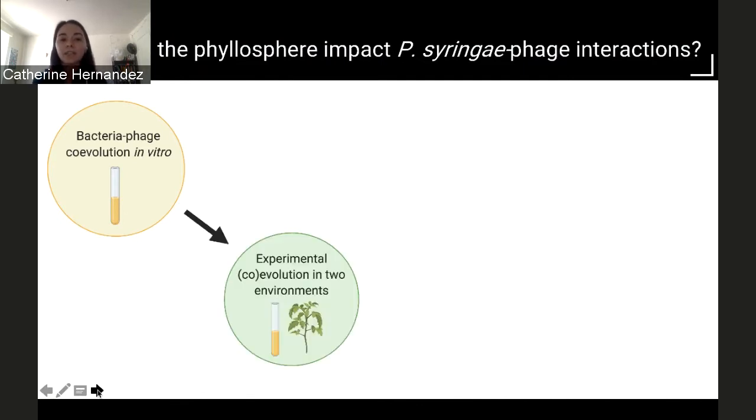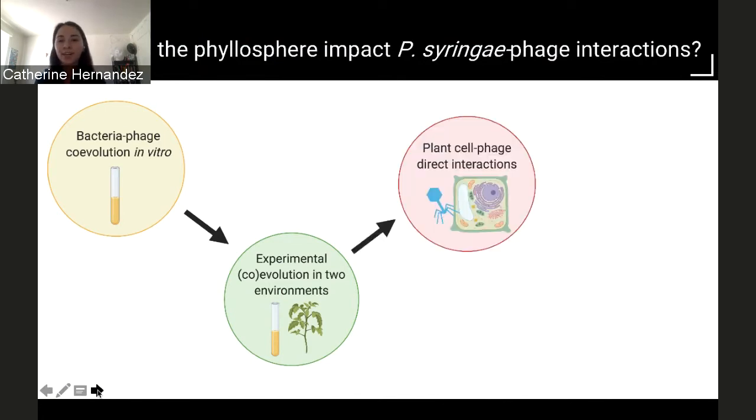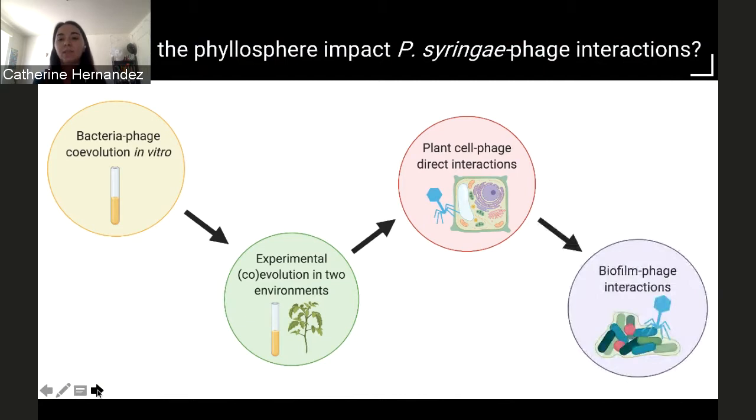And then the next is a direct experimental coevolution comparison of how coevolution plays out both in vitro and in plants. And then the next are some newer unfinished work exploring some follow-up questions from the results from that second project. And the first is whether there might be plant cell phage direct interactions, which is very exploratory. And then the last one is on biofilm phage interactions and whether the Pseudomonas syringae biofilm might be impacting rates of phage replication in this system.